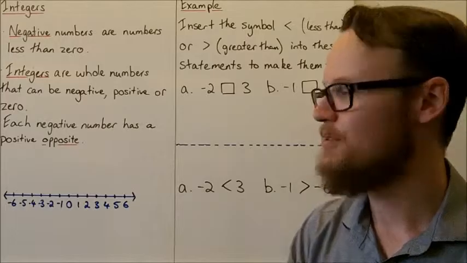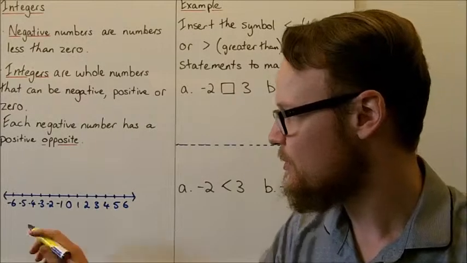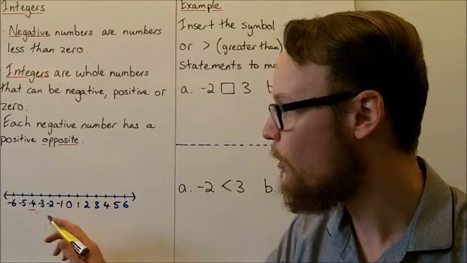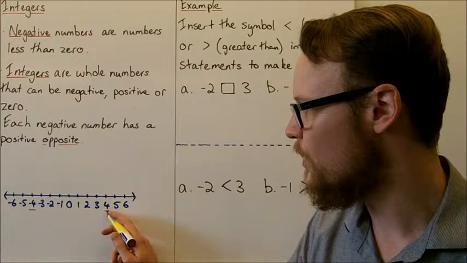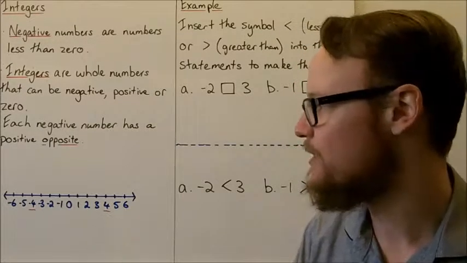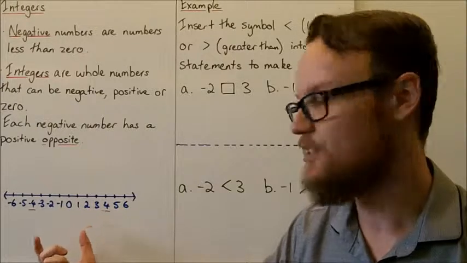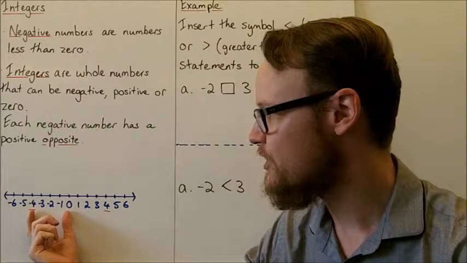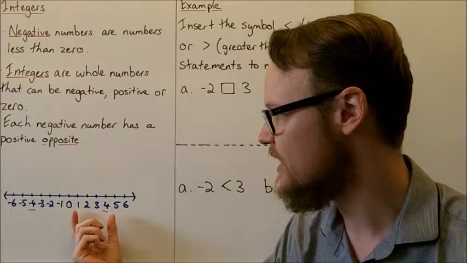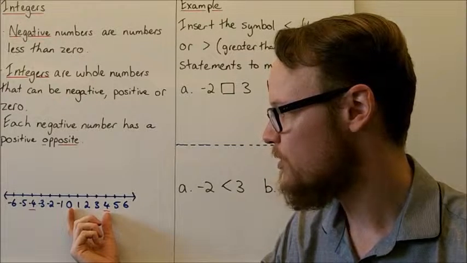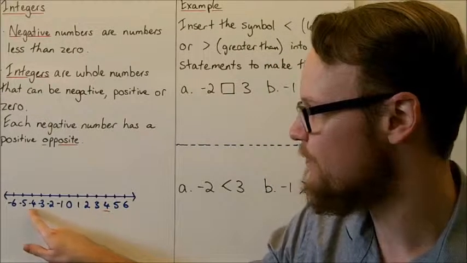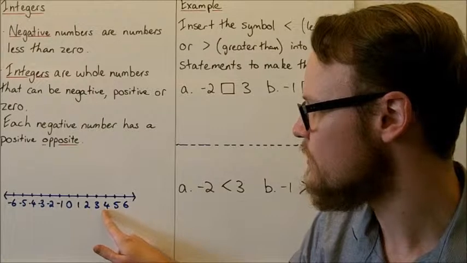Each negative number has a positive opposite. So if I'm looking at -4, the opposite of -4 is 4. It's our positive value. So the opposite will always be the same distance from 0 on the number line. So -4 is the same distance from 0 as its opposite, +4, there on the number line.